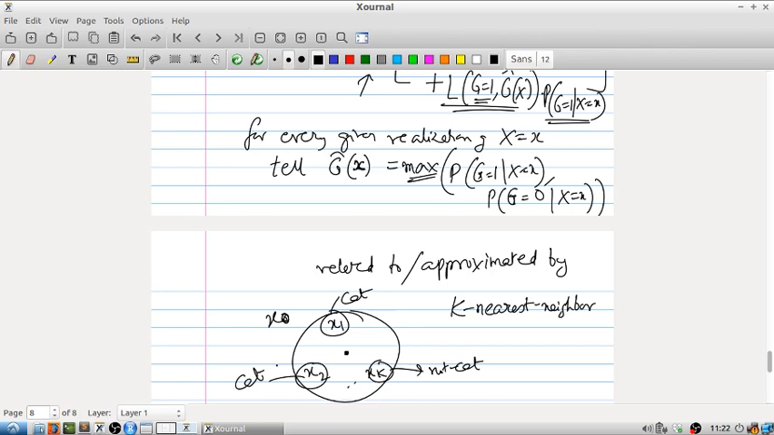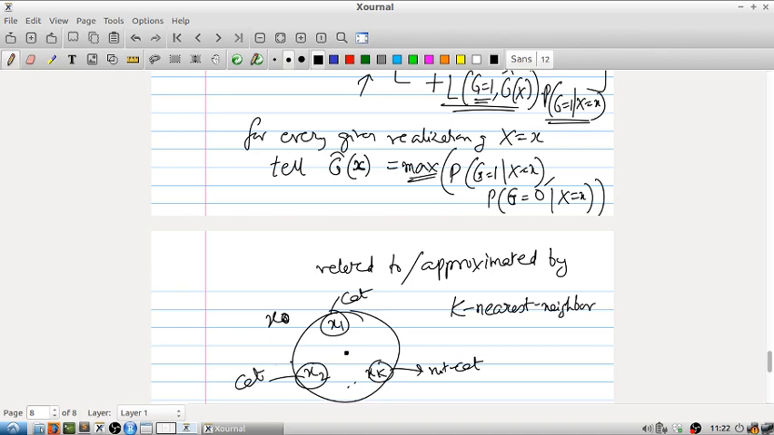Just predict that as the prediction. If you had, let's say, k is 10 and you had 6 cats and 4 non-cats, then just predict that for this new point, for which you have looked at the 10 points, it's a cat. So that's what k nearest neighbor for classification would do.